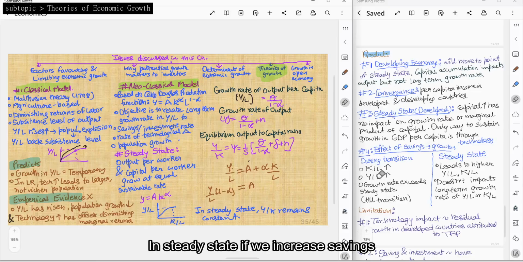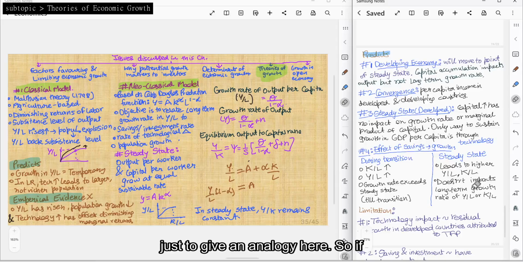In steady state, if we increase savings, then the investment will rise as the capital will rise. So it will lead to higher capital to labor ratio, and this will result in higher output per person ratio. Now, this is not to be confused with diminishing marginal returns, as this increase does not have any impact on long-term growth rate of GDP per person or capital per person.